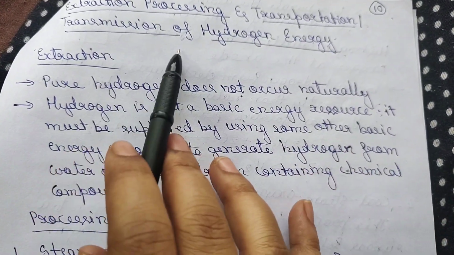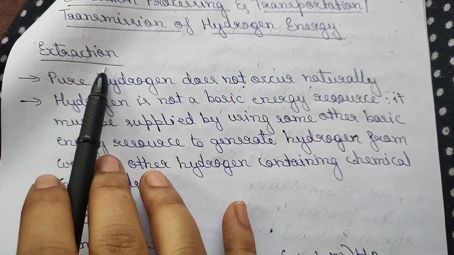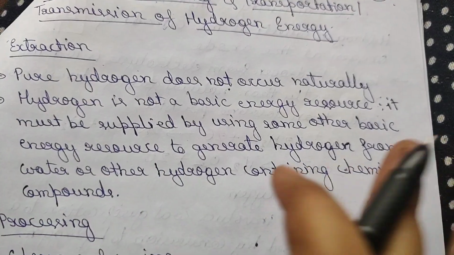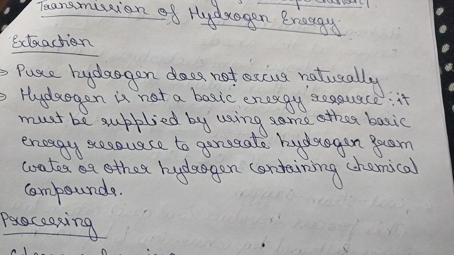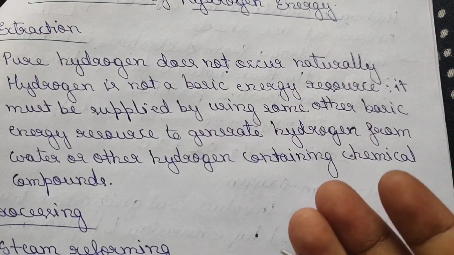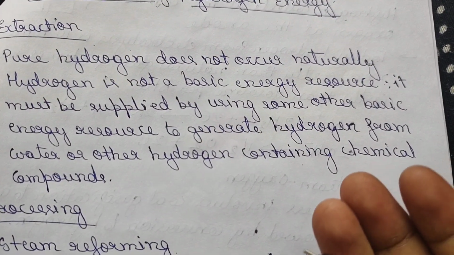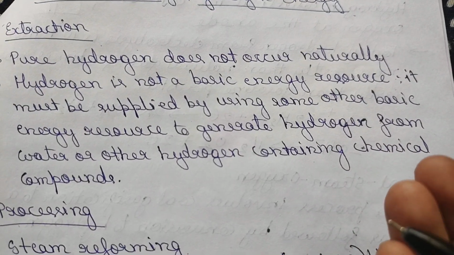Production, transportation, transmission of hydrogen energy, extraction. Pure hydrogen does not occur naturally. Hydrogen is not a basic energy resource. We should use another energy resource in order to get hydrogen.